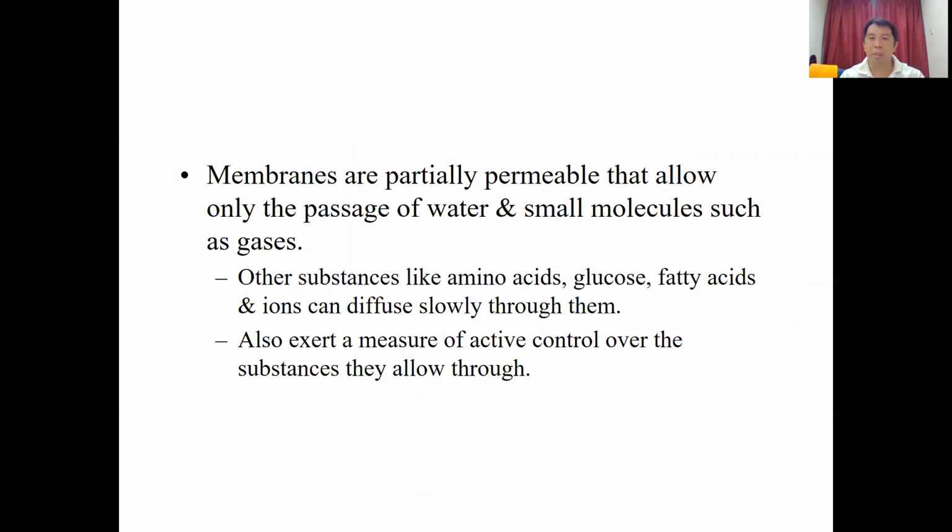The membranes are partially permeable, or we can call it selectively permeable. They allow only water and small molecules such as gases to pass through easily. Other substances like glucose, amino acids, and ions can diffuse slowly through them. However, fatty acids can diffuse through very easily. Also, there is a measure of active control over the substances they allow through.